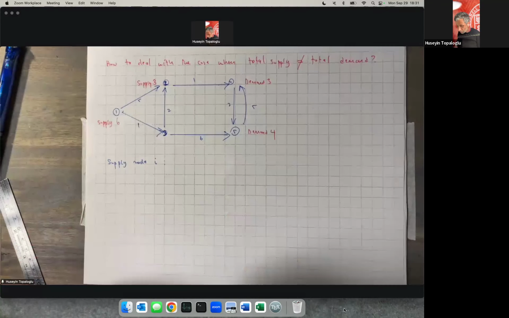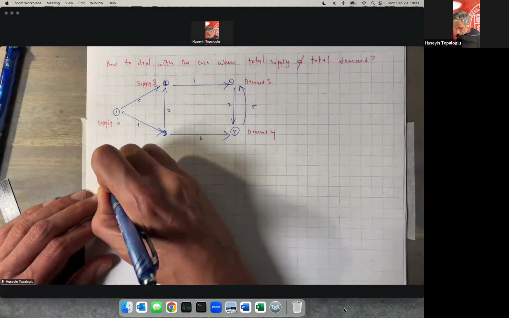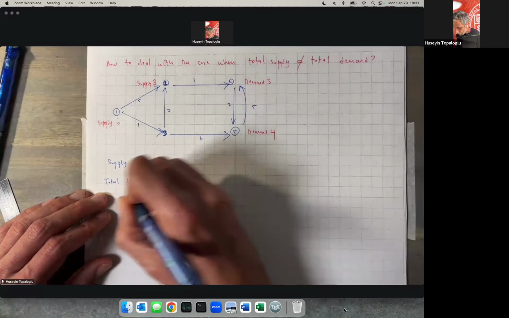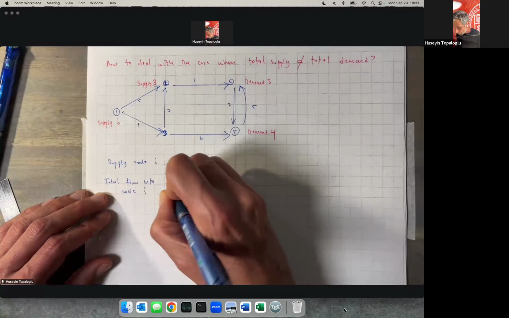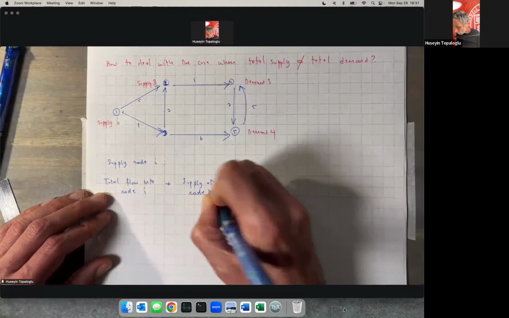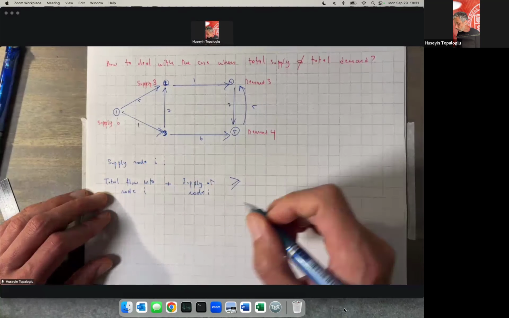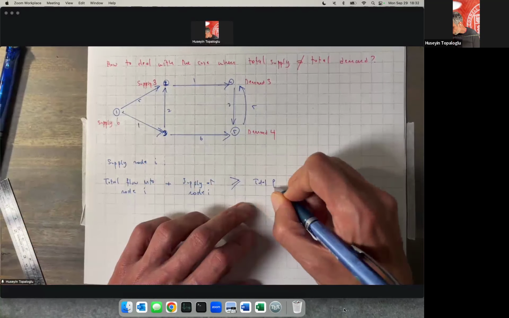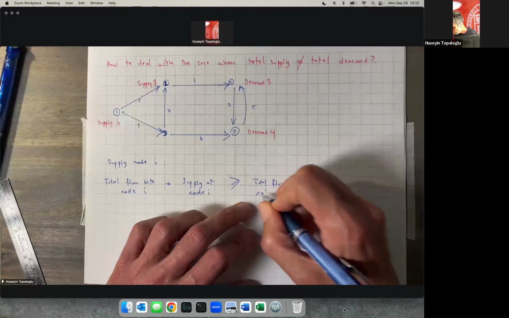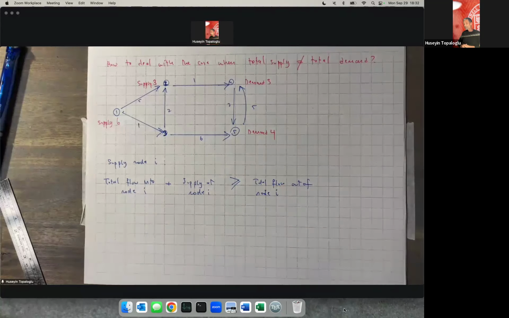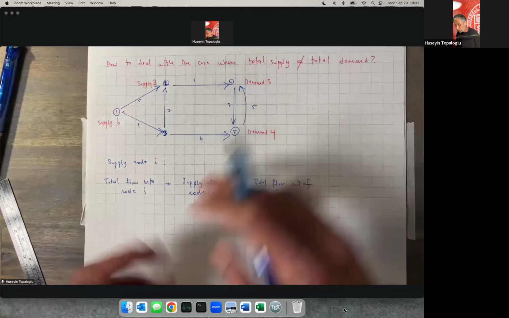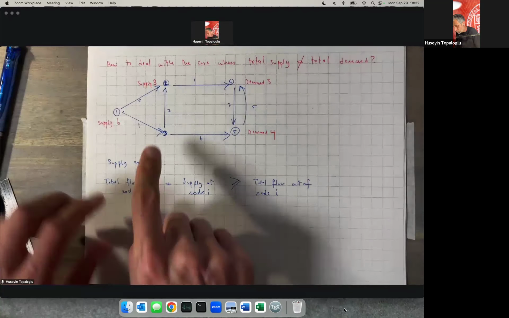So now for supply node I, we're going to write a constraint that says the following. Total flow into node I plus the supply at node I should be greater than or equal to the total flow out of node I. Okay. So when total supply in the network is greater than the total demand, then the constraint we need to write is going to be of the form.